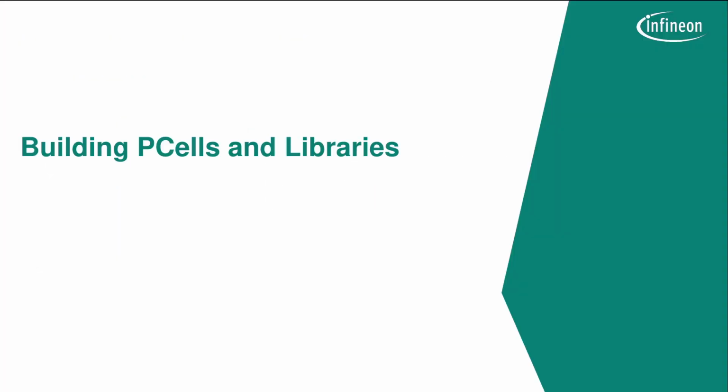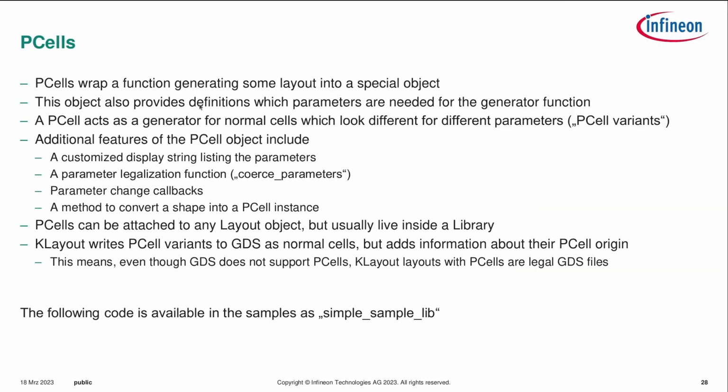Let's go back to the presentation. In the next step, I want to explain how to build P-cells in libraries. Just a brief explanation. P-cells wrap a function that generates some layout, and it wraps this function into a special object, which also provides definitions for the parameters I want to have. A P-cell is essentially plugged into the system, and it acts as a generator for normal cells.